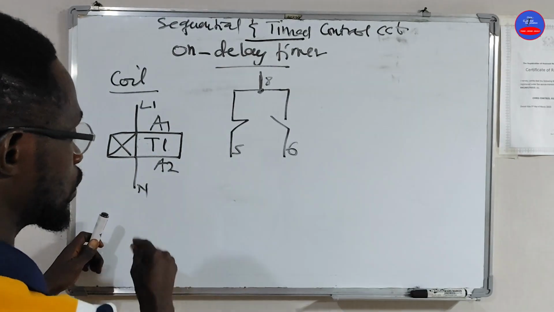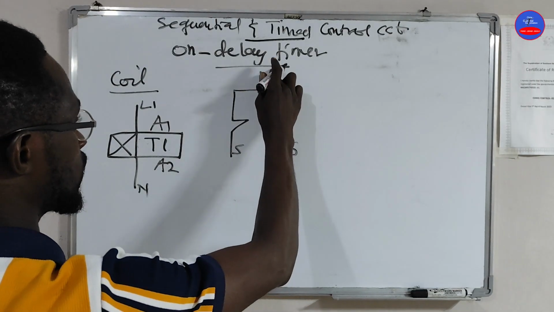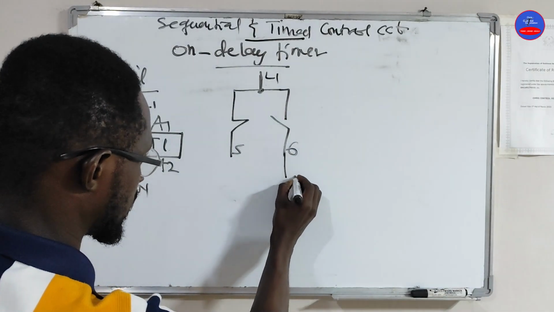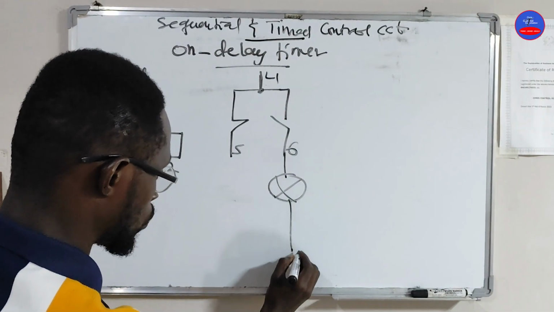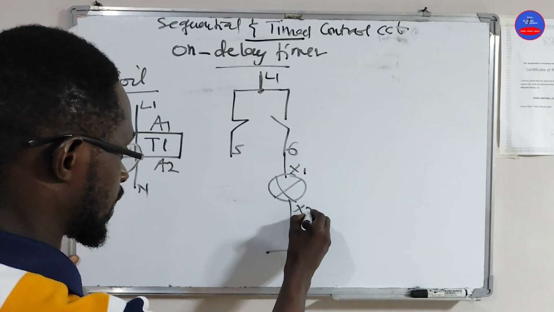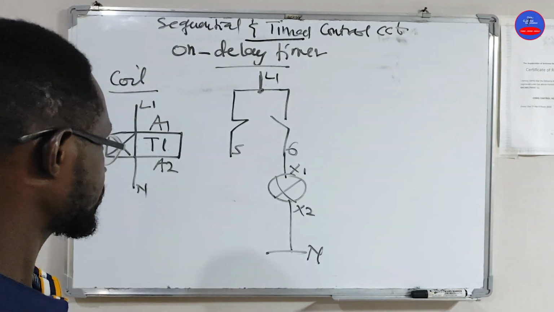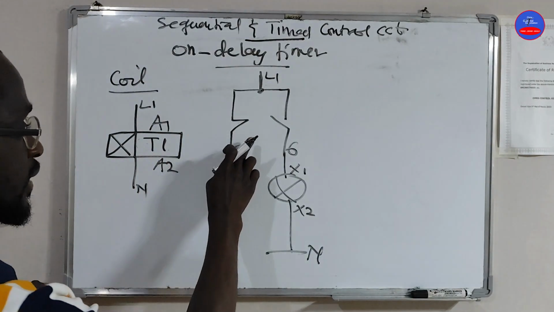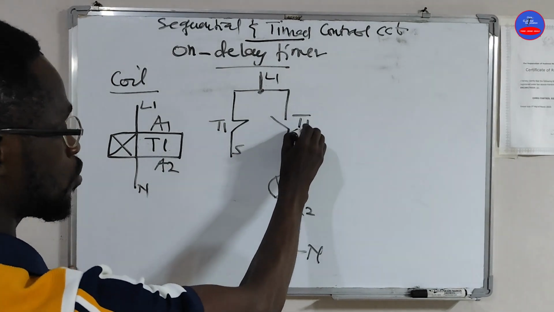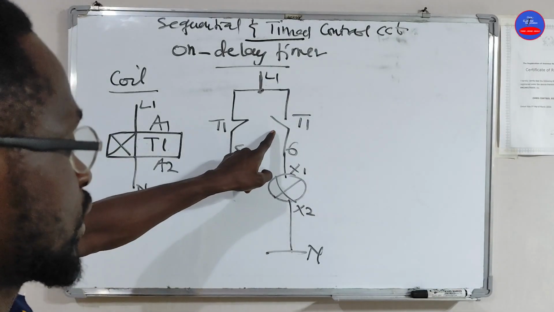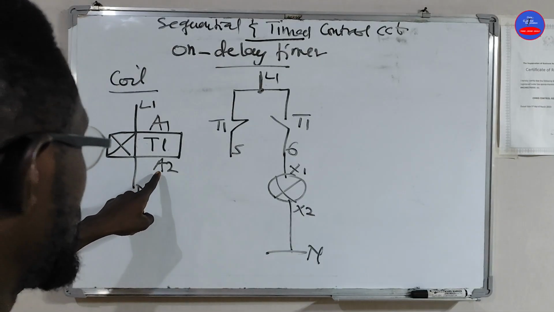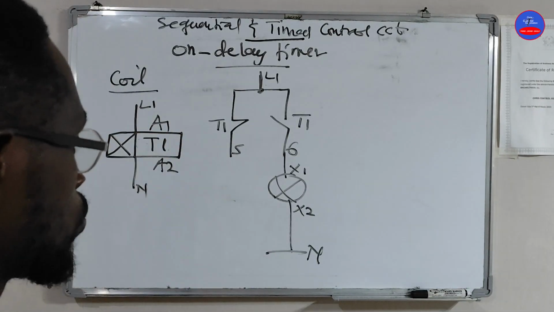So let's assume you bring line 1 here, and then connect a lamp, a bulb here, and this one goes to the neutral. Here will be X1 and then X2. Because these contacts are on the timer, let's name it T1. This one is also T1. So we have used the open contact in series with this lamp. When we energize the timer, it starts counting. So 5 seconds.